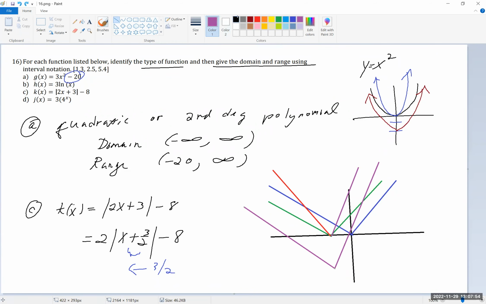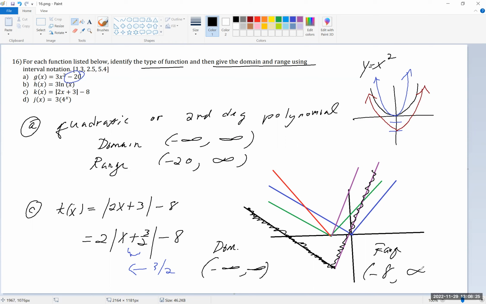So in the end, we're interested in this piece here. And so you might be able to see that for the domain, you go from minus infinity to infinity. But for the range, you go from minus 8 to infinity.